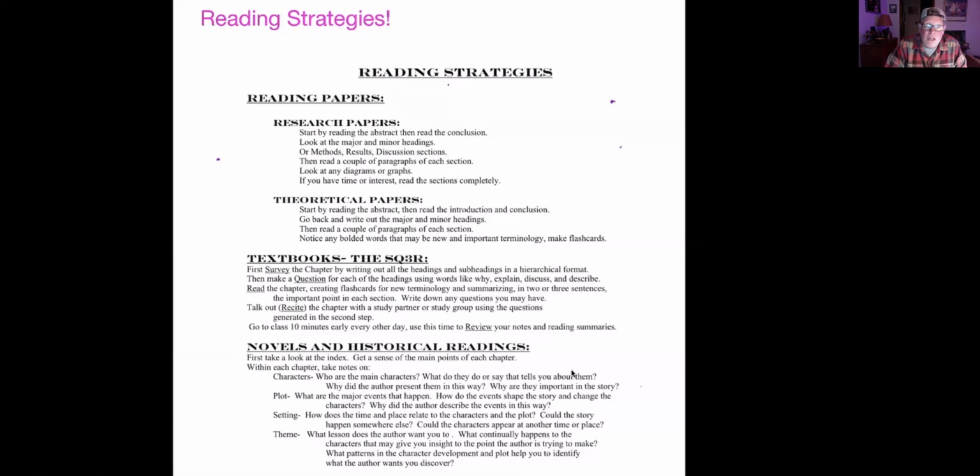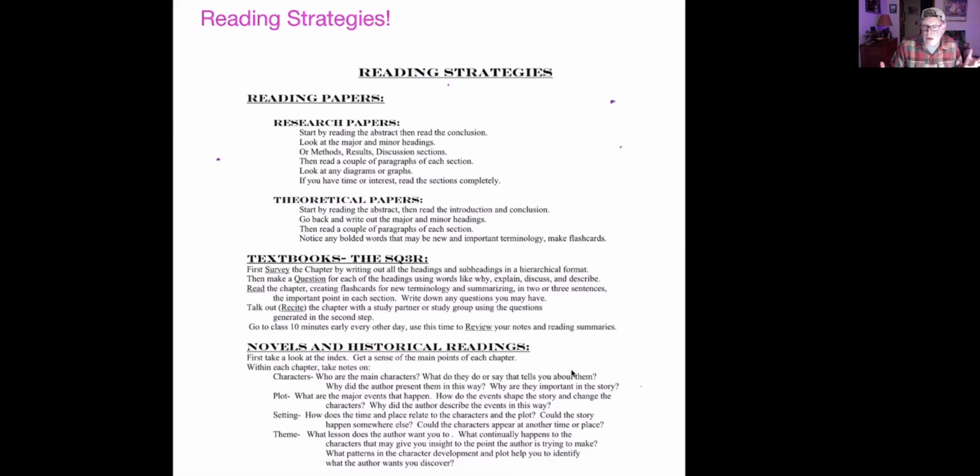So what I would suggest you do is start by reading the abstract if they have one, and then go to the back and read the conclusions. See what the paper is concluding. Then look at the major and the minor headings. Sometimes the introduction gives you a good sense of where they're going to go. That's kind of their literature review, the review of what's going to be looked at. Look at the methods, the results, the discussion sections sometimes.